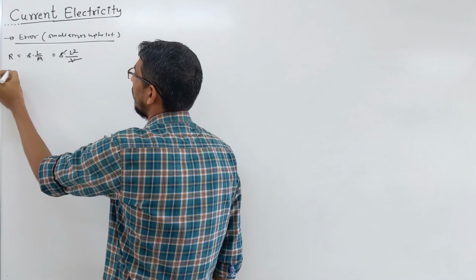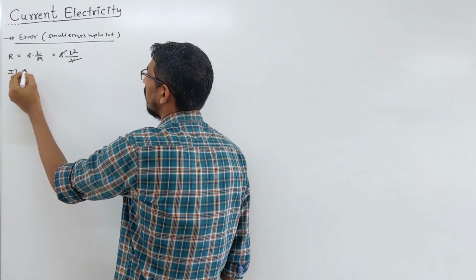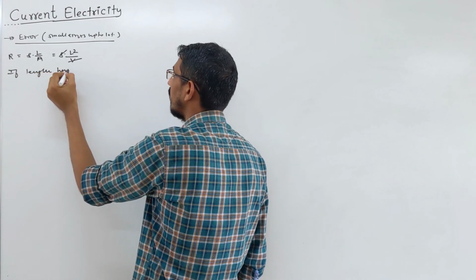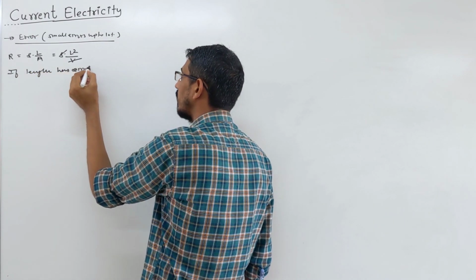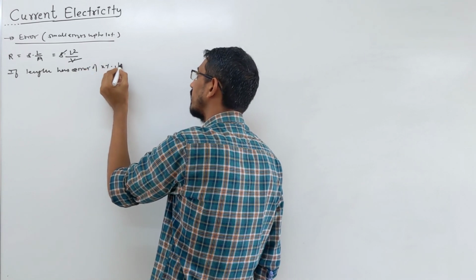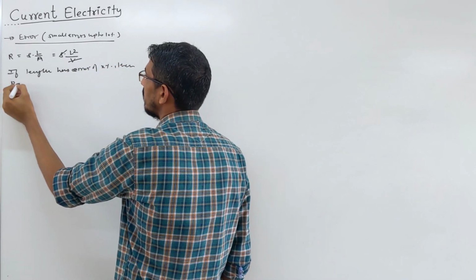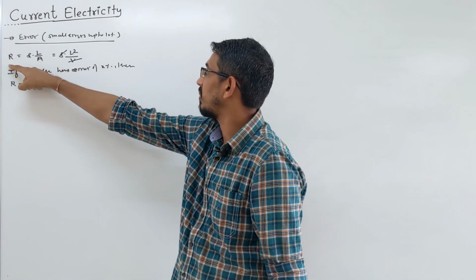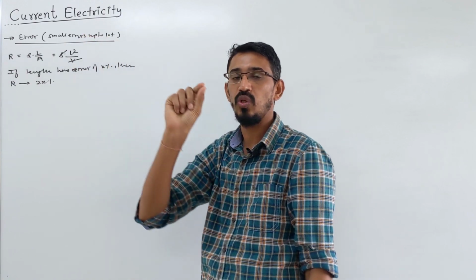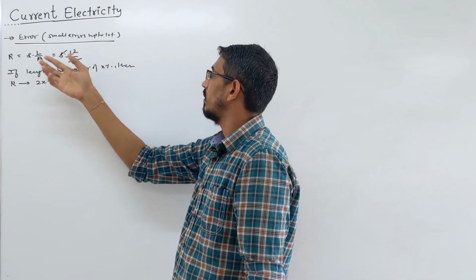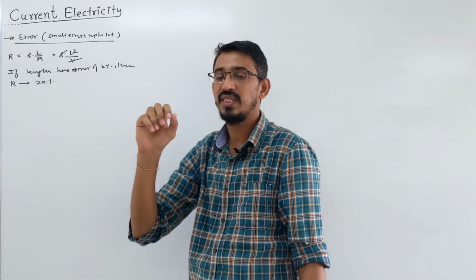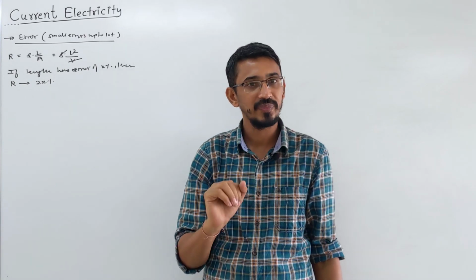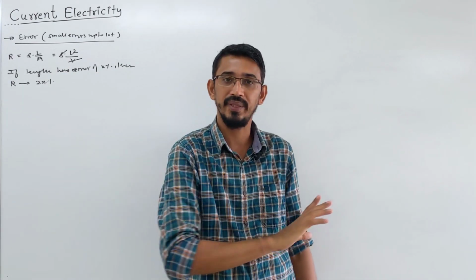Now look here, if length has an error of x%, then your resistance will have what error? 2x%. Resistance is proportional to length square. Right, small errors, hope you remember. So if length has an error of x%, means they say length is increased by 3%, then resistance will increase by what? 6%, right? Small errors we are talking about. Big error already we have done.